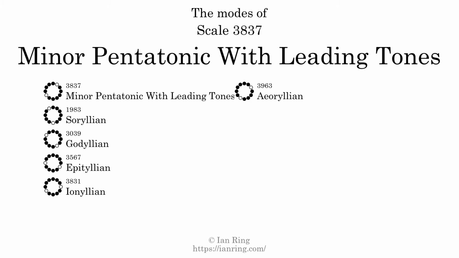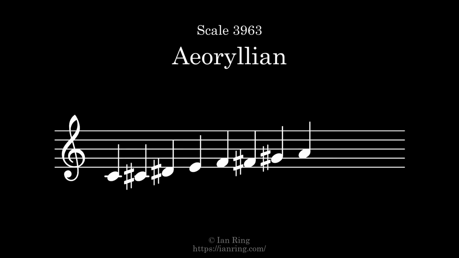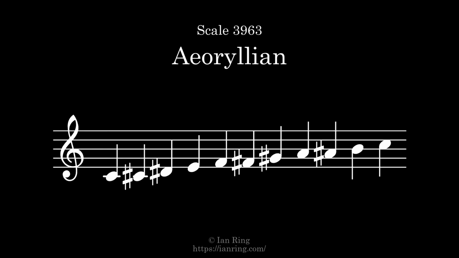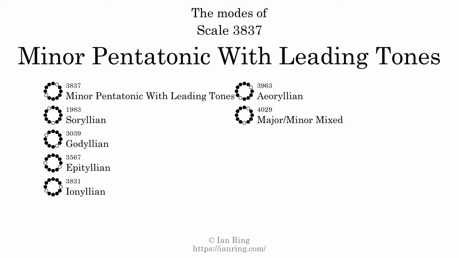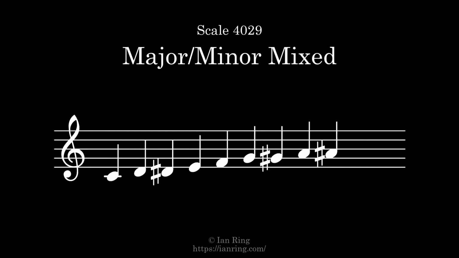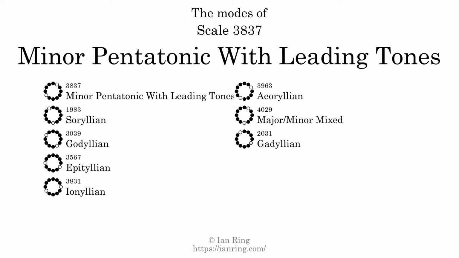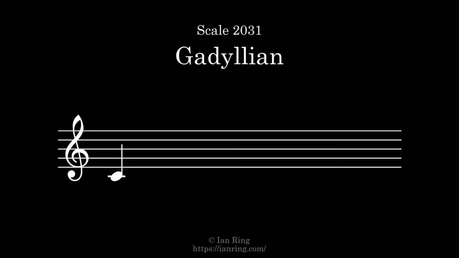The sixth mode is scale 3963, also known as Eorillion. It sounds like this. The seventh mode is scale 4029, also known as major minor mixed. It sounds like this. The eighth mode is scale 2031, also known as Gadillion. It sounds like this.